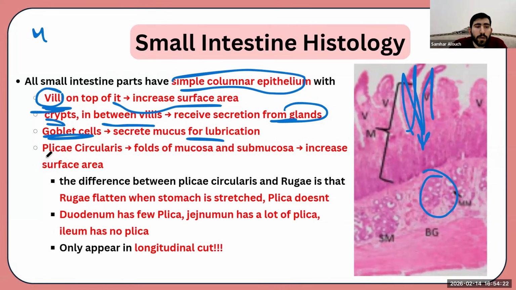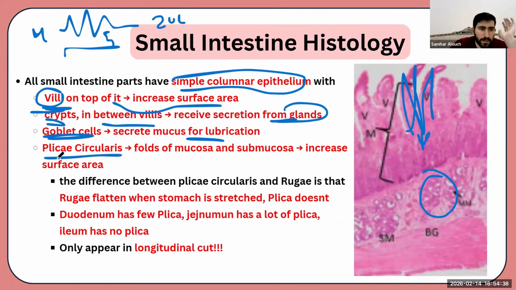Then we will have something called plica circularis. Plica circularis is similar to the concept of rugae. If you have a line like this, that's 5 centimeters, then you will have lines like this, that's let's say a total of 20 centimeters. It's the same thing as rugae. It's plica circularis, a fold in the mucosa and submucosa that will increase the surface area.